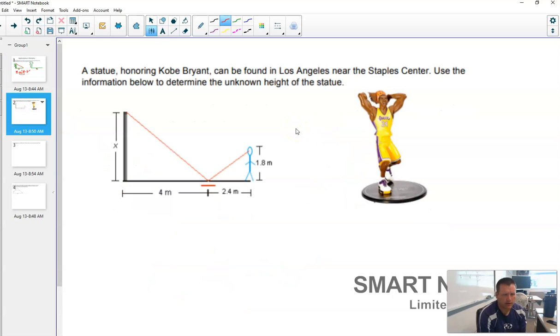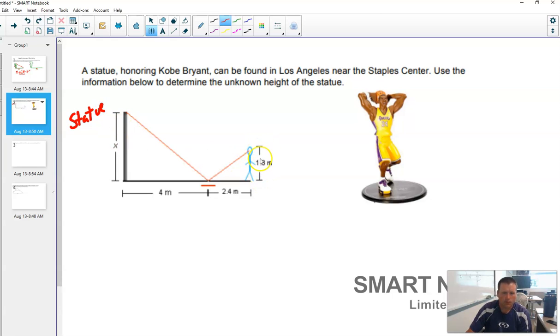So this one, I've got a statue that is honoring Kobe Bryant. It can be found in Los Angeles near the Staples Center. So we're going to use the information to find the height of that statue. So I put this here. This is the statue over here. So the statue's over here, and then you're standing here.